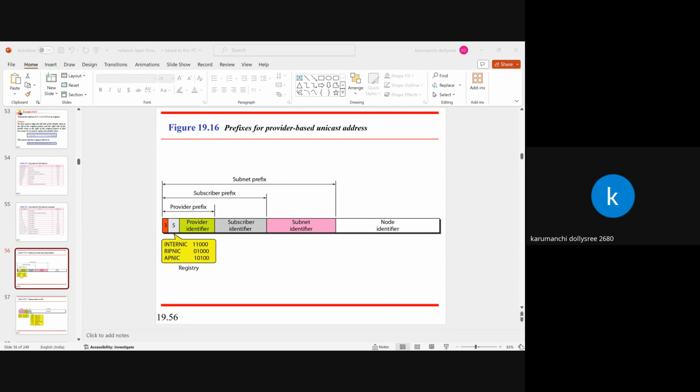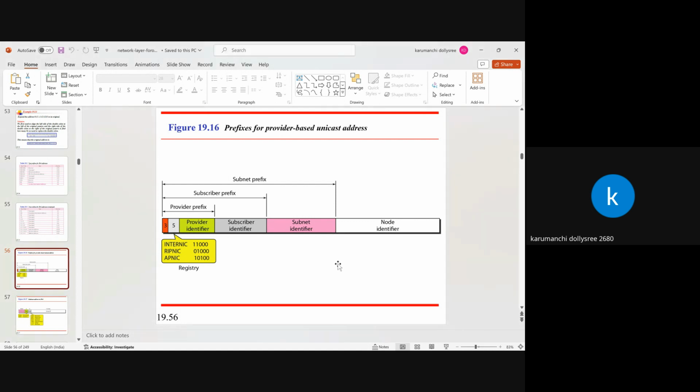So the next one is node identifier. This is the last field. What it is going to do is identify which node is connected to a subnet. It has a 48-bit length, which is the link address. Link is nothing but a physical address, right? It is used by Ethernet. So here we will have a physical address, right?